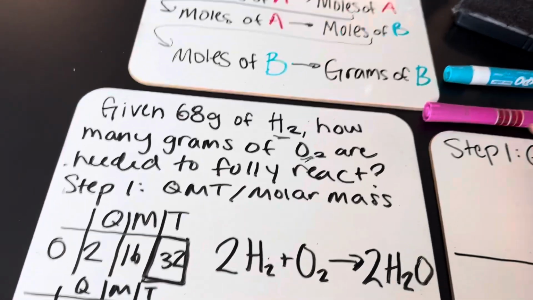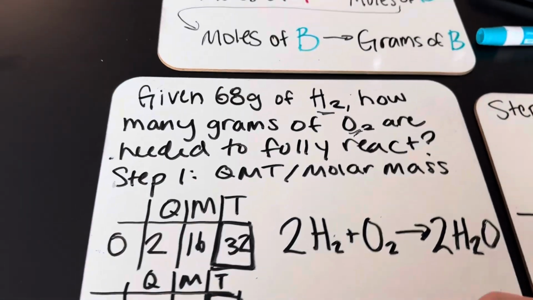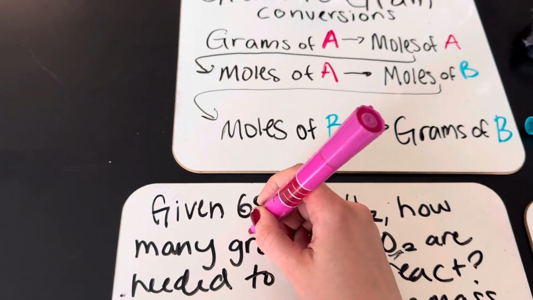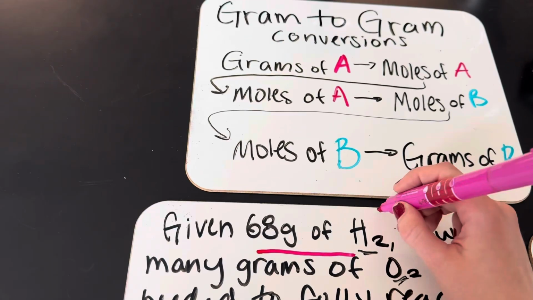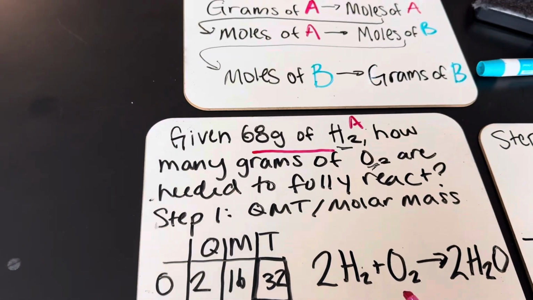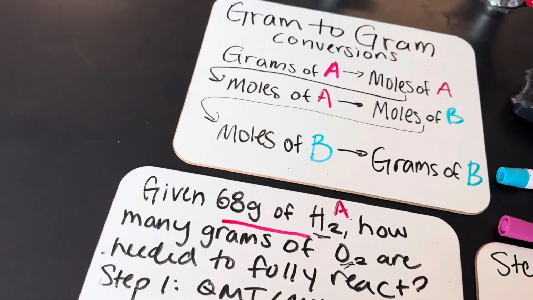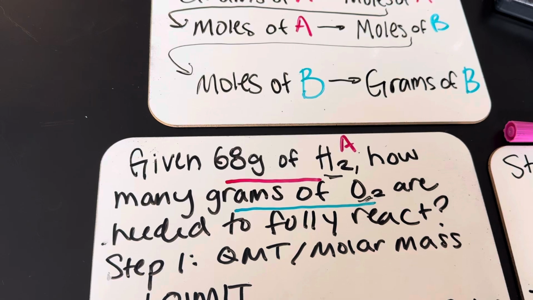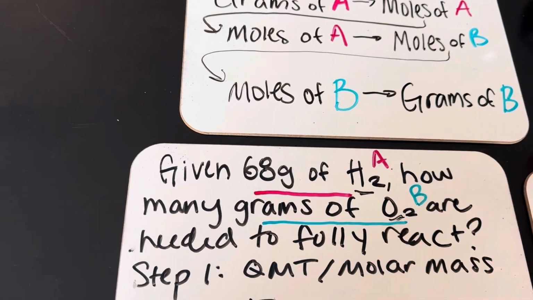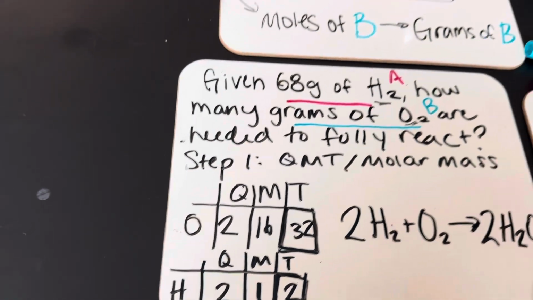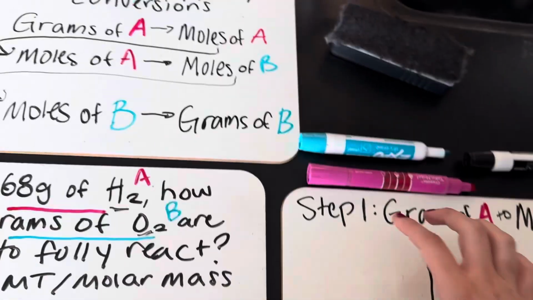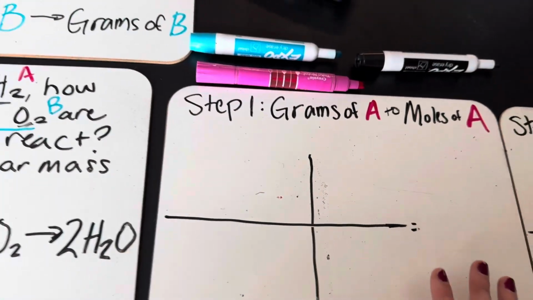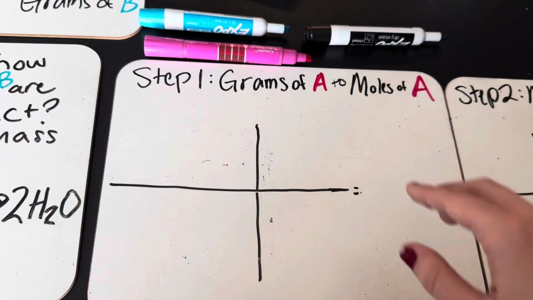The next thing I like to do is to find the things in my question and label them. So 68 grams of H2, that's my given, and I'm going to underline that in pink, and I'm calling that A. And that's just going to help me keep track of what I'm doing. The other one, what they ask me for, is grams of O2. So I'm going to do that in blue, and I'm labeling it B. Okay, step 2, oh, I called it step 1, but I already called this step 1. It's fine. Step 1.5 is to turn grams of A into moles of A.